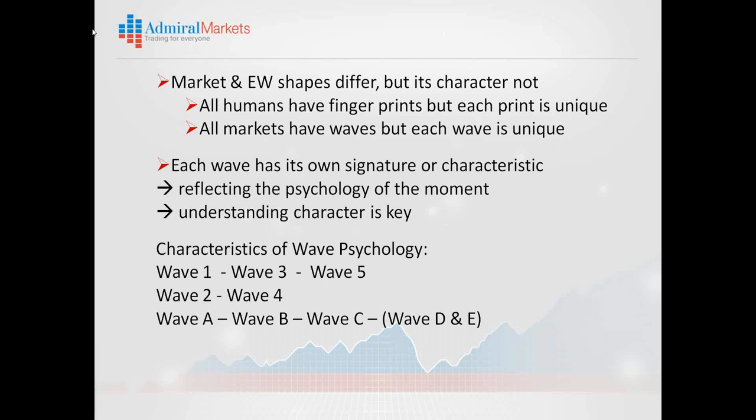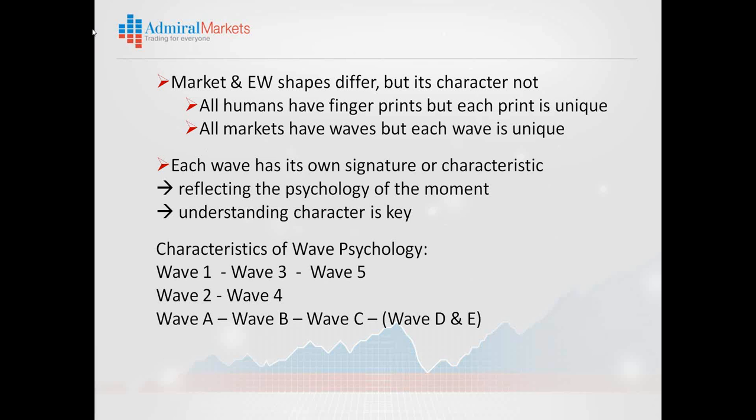Just to give you a simple example, we all have fingerprints, but each print is unique. I think it's the same with Elliott wave. All markets have waves, but each wave is unique. To understand why, just look at our own fingers and you'll understand what I'm explaining. All right? So now let's take a quick look, I'm running a bit behind, I'm afraid. There's a lot to explain. Each of these waves has its own signature. Each wave count, wave 1, wave 2, has its own specific interpretation and psychology of the moment. So although the shapes will be different, the psychology behind them is normally quite similar.